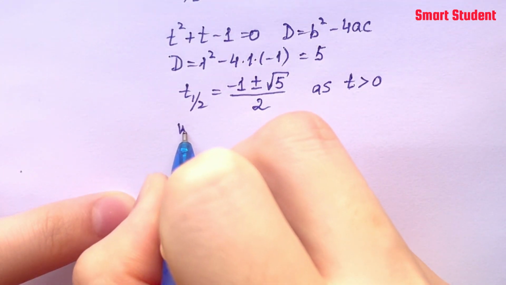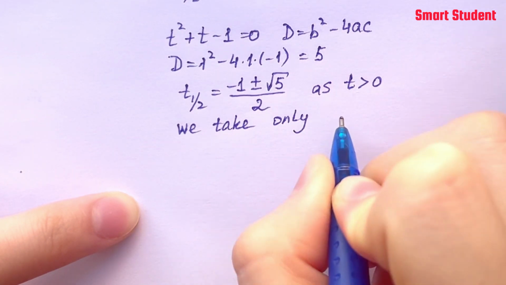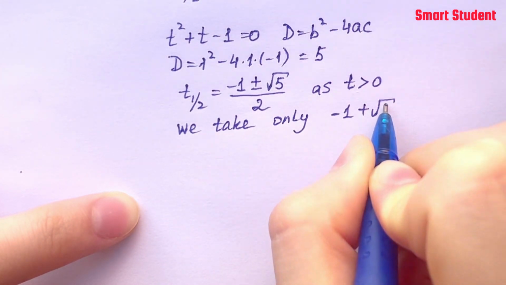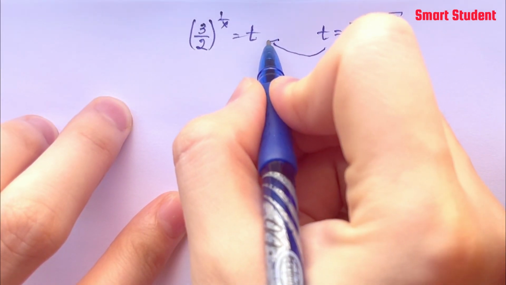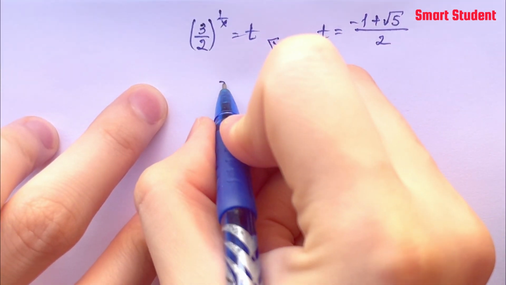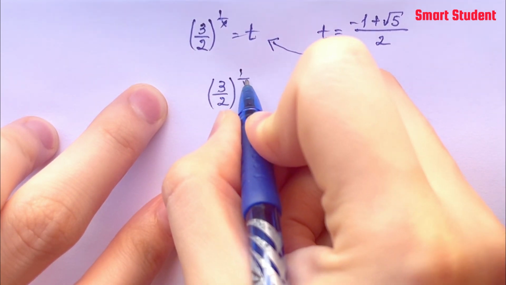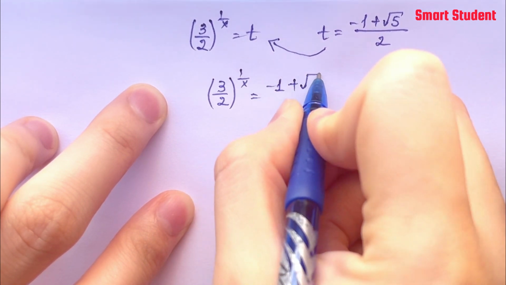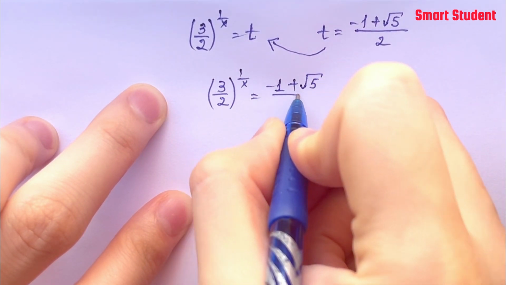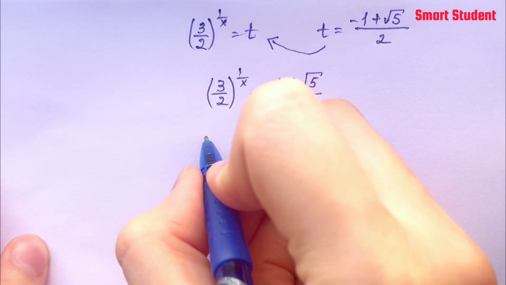Since t is greater than 0, we will take minus 1 plus the square root of 5 over 2. Now let's substitute this into the equation. So we have (3 over 2) to the power of 1 over x equals minus 1 plus root 5 over 2. Take the natural log of both sides of the equation.